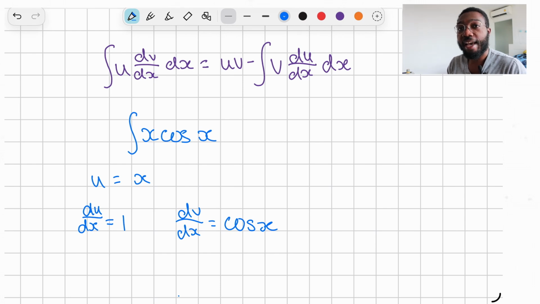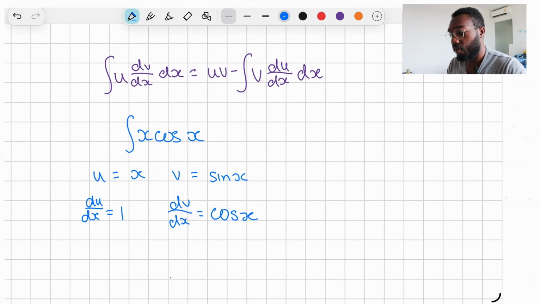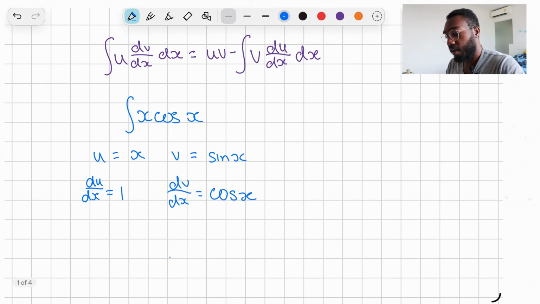Now with dv over dx, we want to get v. To get v, we just need to integrate cosine x. So if you integrate cosine x, you get sine x. And now that we've done that, all we need to do is apply that formula, uv minus the integral of v du over dx, and that will give us our answer, okay? So if we do that now, what do we get? We would get u times v, so in our case that would be x sine x minus the integral of v du over dx.